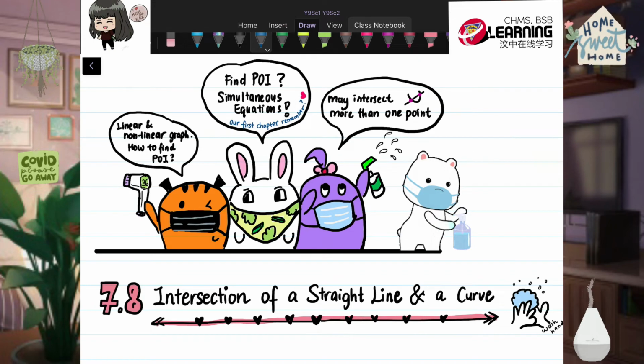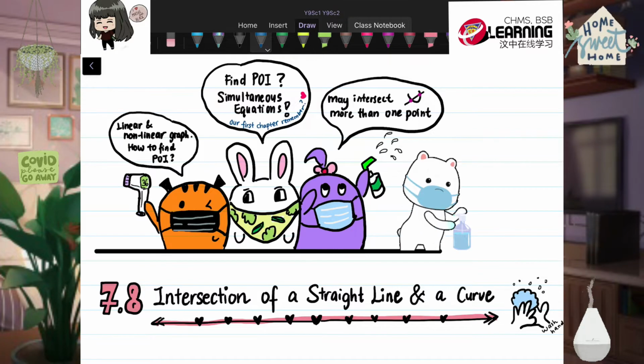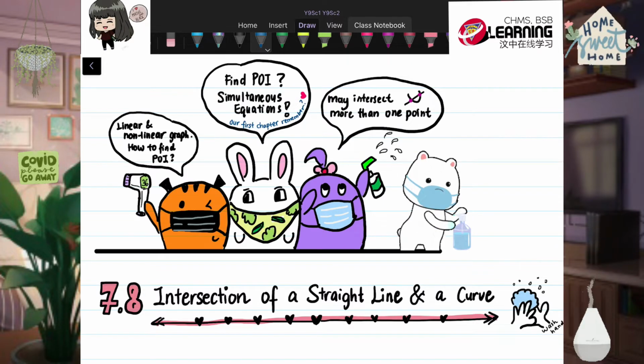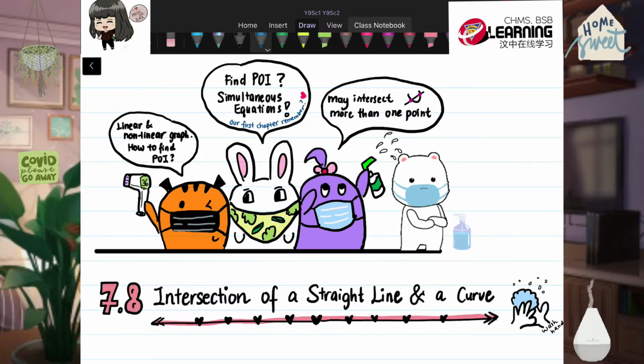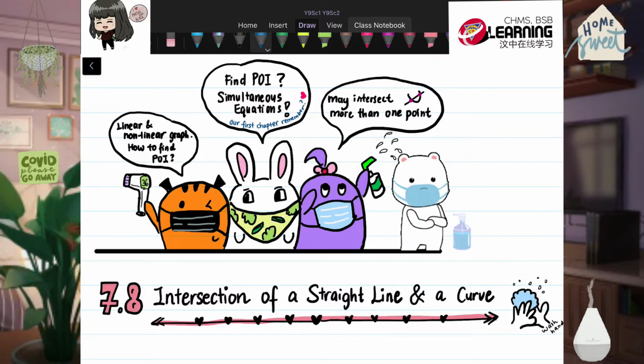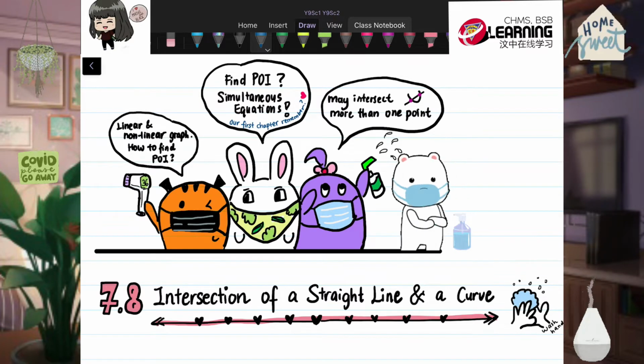Alright, so let's look at this subtopic, the intersection of a straight line and a curve. If we are given one linear graph and another non-linear graph, or a linear equation and a non-linear equation, these two graphs will definitely meet each other. If they are not meeting each other, it's normally a pair of parallel lines, which won't meet each other.